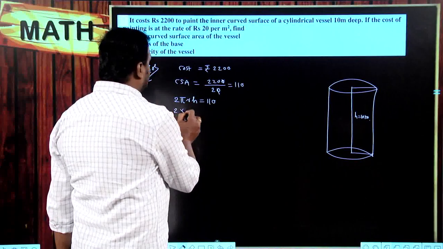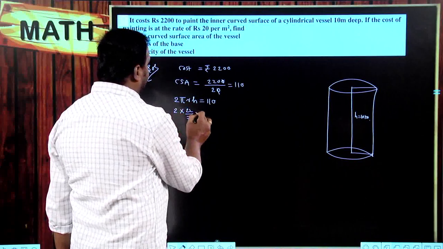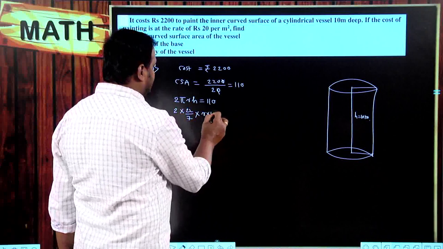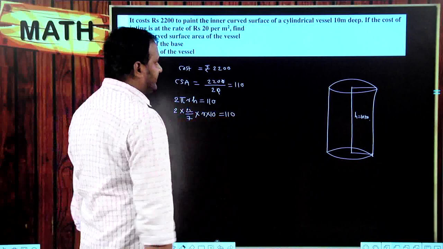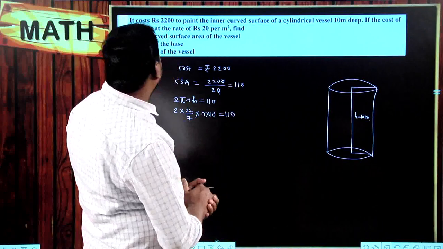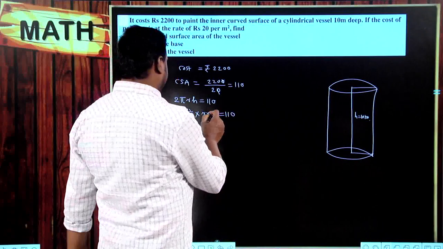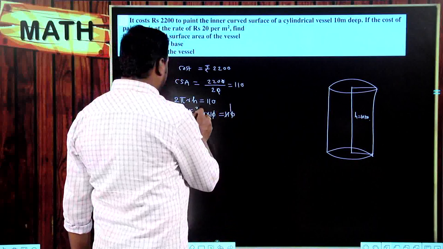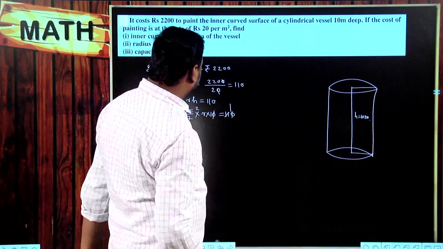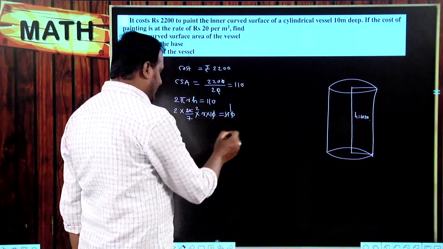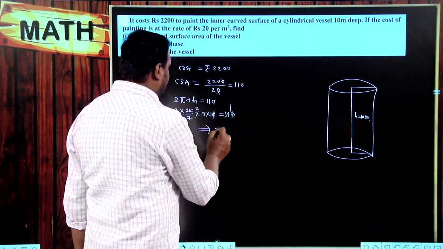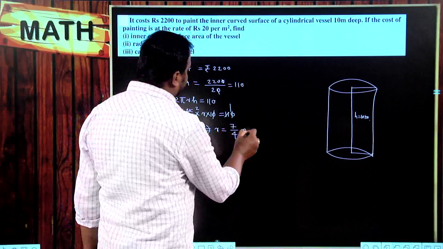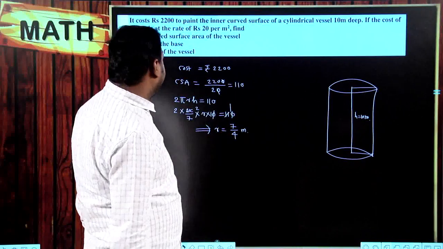Here 2 into pi is going to be 22 by 7. Radius we do not know, but the height value is given as 10 meters, which is equal to 110. Now if you simplify this, the 0s get cancelled, of course, 11 ones are 11 and 11 twos are 22. 2 into 2 is equal to 4 divided by 7 into r is equal to 1. Therefore, the value of r is going to be 7 divided by 4 meters. This is the radius.